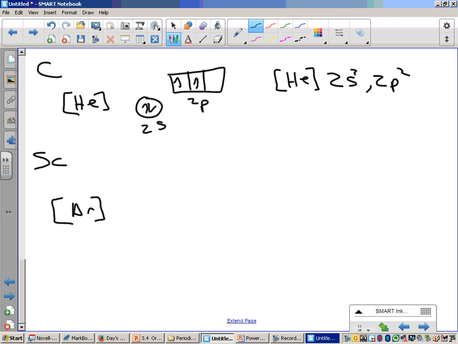Now I work my way back to scandium. What's the next orbital going to be? Ben? 4s. And it's going to have 2. And what's the next orbital after that? Yep, 3d. I'm going to put this way over to the side. 1, 2, 3, 4, 5, 3d.